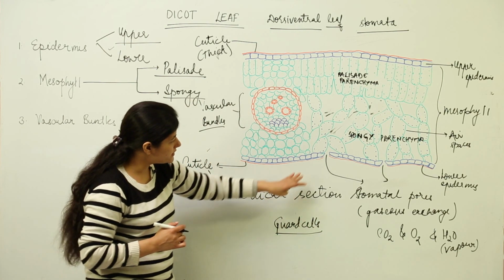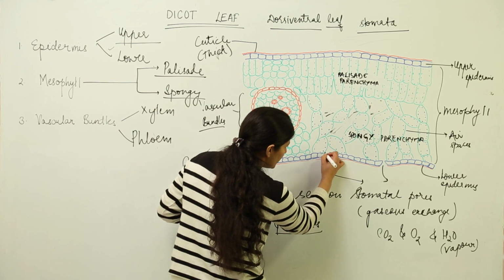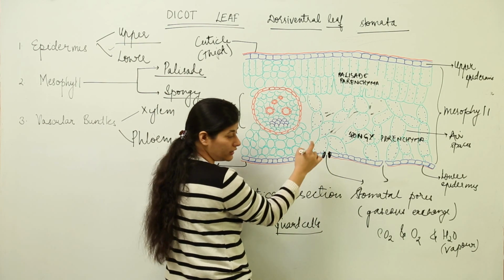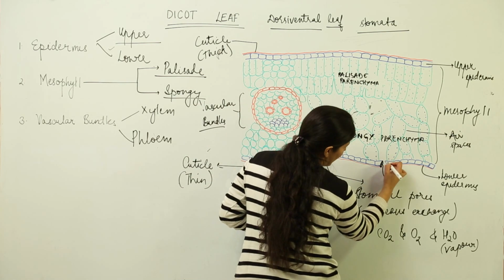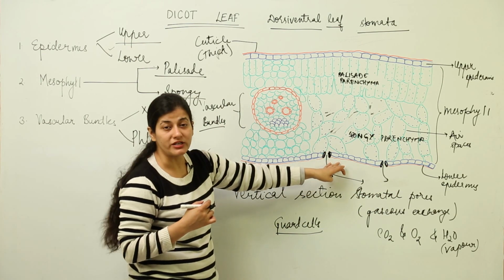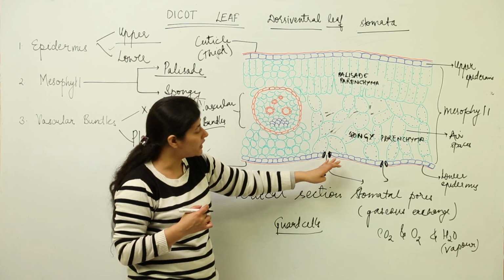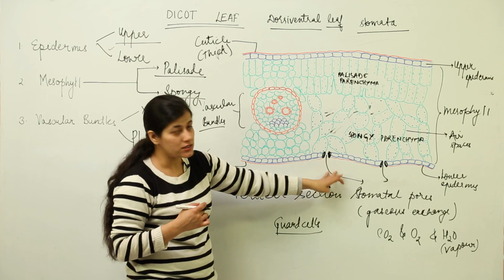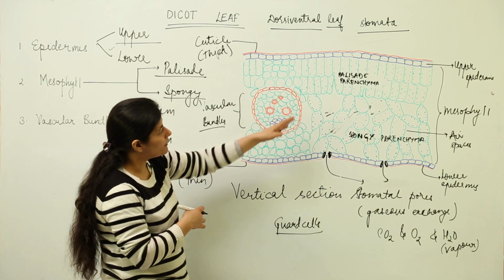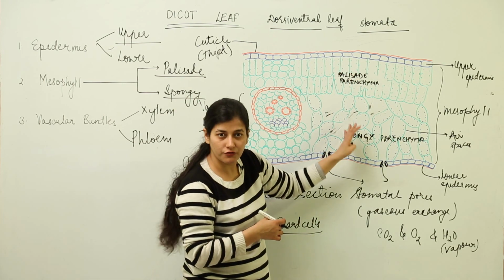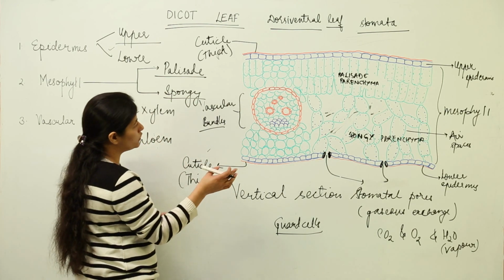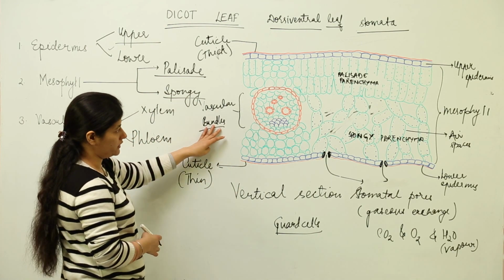The guard cells which are present over here would be lining the stomatal pores. So you're going to find guard cells lining the stomatal pores, and these cells play an important role in the exchange of gases. So there is one specialized type of epidermal cell known as guard cell present around the stomatal opening. We have spongy parenchyma, we have palisade parenchyma which is part of mesophyll, and we have upper and lower epidermises. Now coming to the last part, that is the vascular bundles.